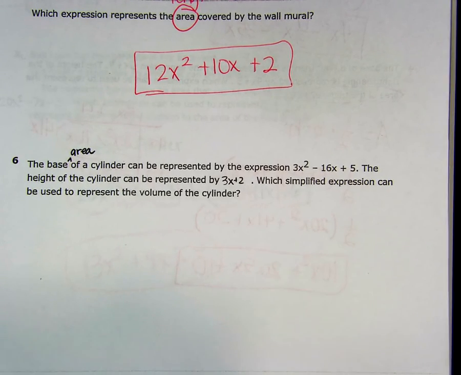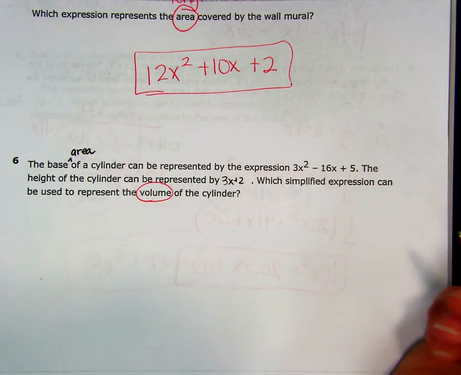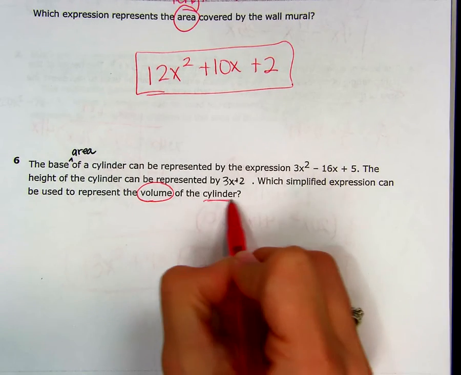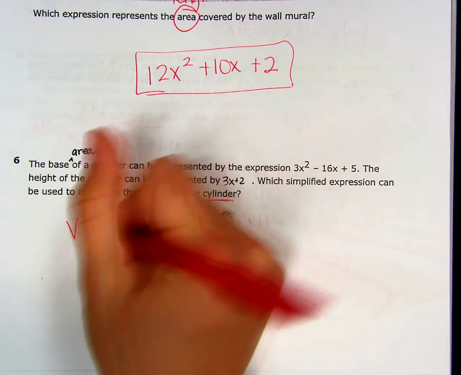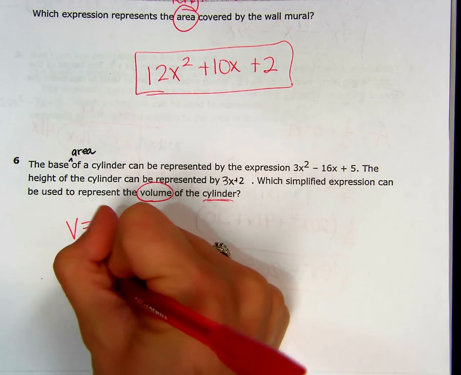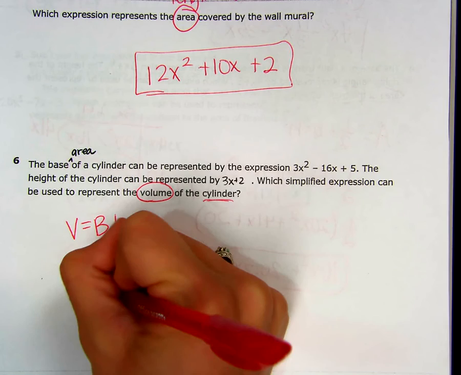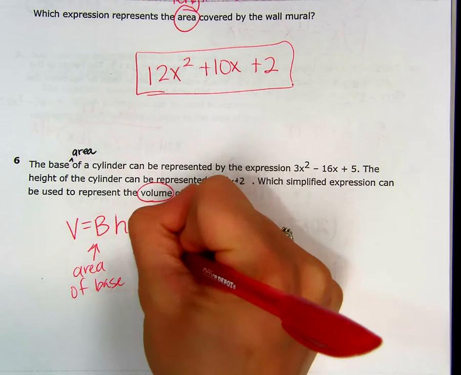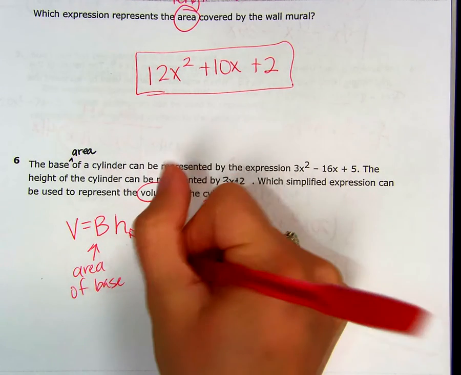Number 6 is about volume. Earlier we said volume is length times width times height. When we're talking about a cylinder, we say the volume is the area of the base. Big B is the area of the base. And H is the height. That's the formula you should have used in 7th and 8th grade.